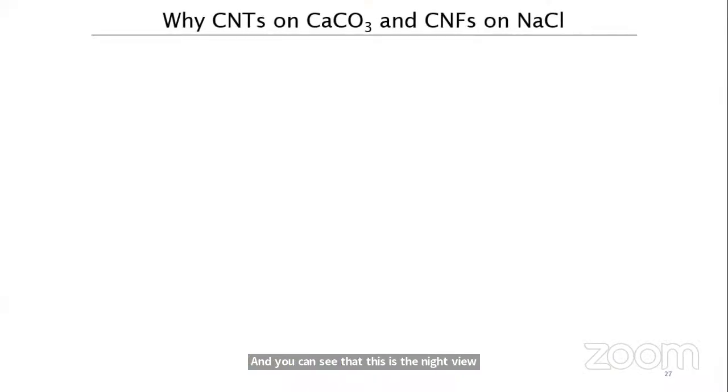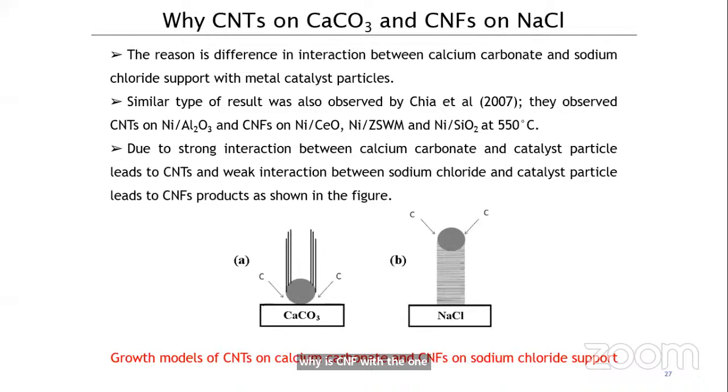And now, why do we get a CNF with the sodium chloride substrate, and why is CNT obtained when you make use of calcium carbonate as the substrate? This is just because of the interaction between the metal nanoparticle and the substrate. In the case of calcium carbonate as a substrate, the interaction is very strong, and we get the CNT. And if the interaction is very, very weak, then we get the CNF.